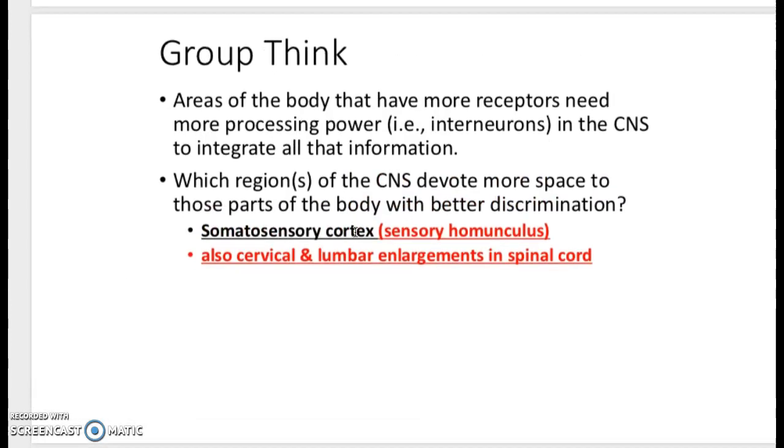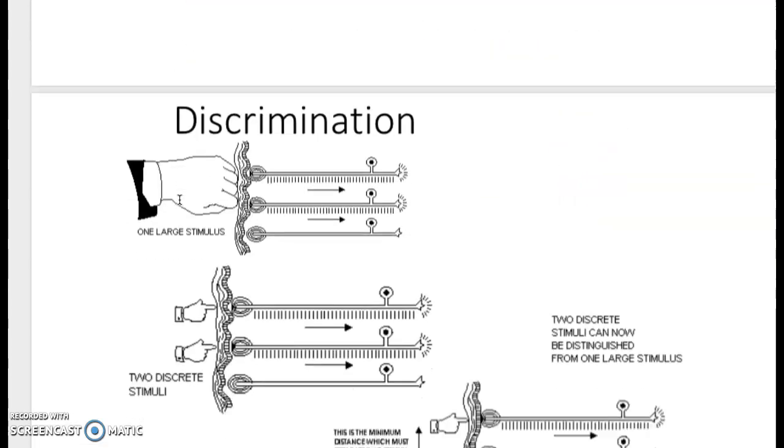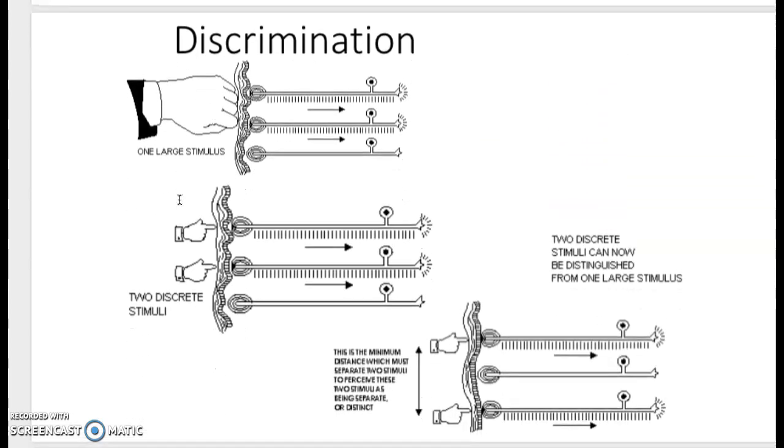If you guys remember those weird looking pictures of the guy that was really disproportionate, that's the sensory homunculus. The somatosensory cortex within the central nervous system is what that was showing, remember. Here's another picture showing discrimination. You can see this coming in as one stimulus versus these two little pokes showing two different stimuli.